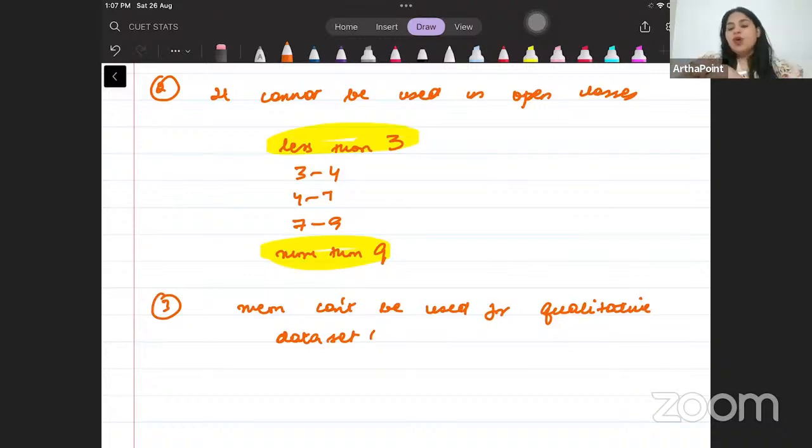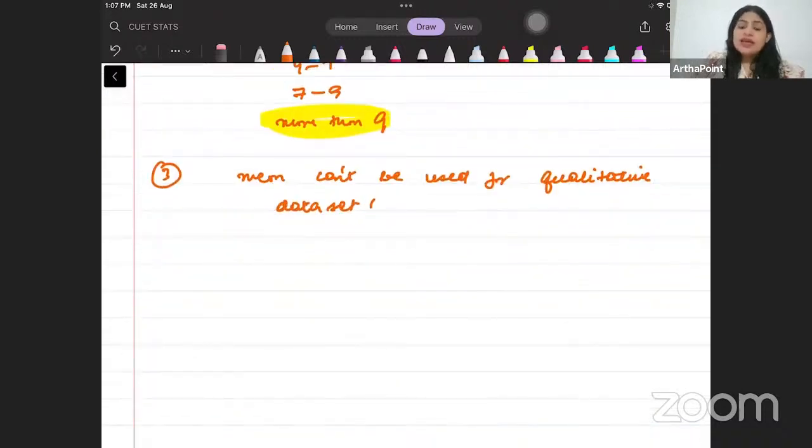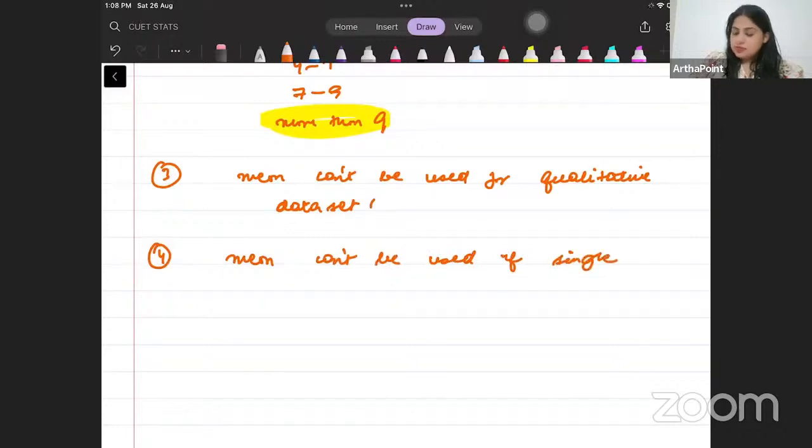You cannot say on an average people are this much honest. Either they are honest or dishonest. You cannot find average honesty. So mean cannot be used for a qualitative data set. Then fourth, mean cannot be used if a single observation is missing.